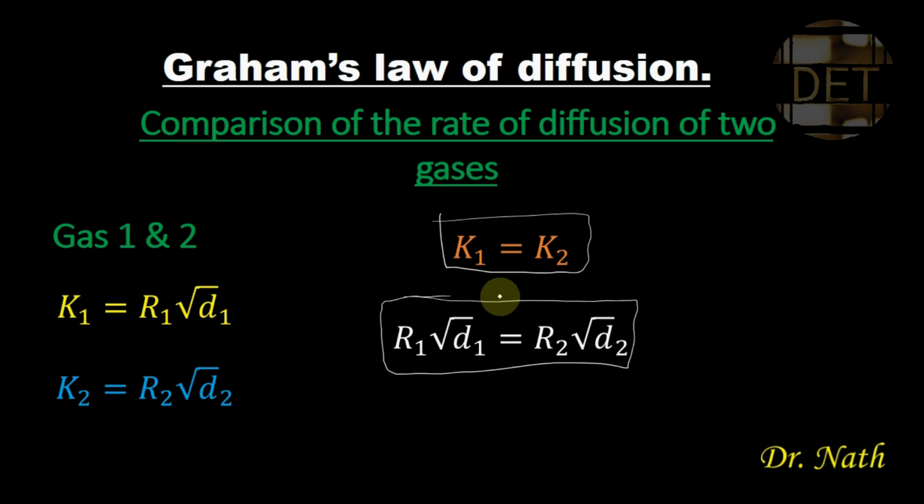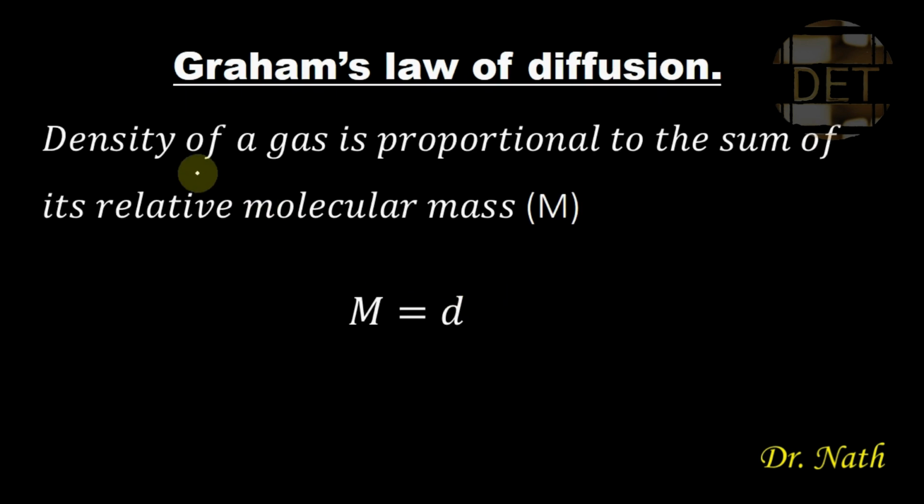One thing that you must know is that the density of a gas is proportional to its relative molecular mass. As the molecular mass increases, the density of the gas will increase. As the density of the gas decreases, the relative molecular mass of that same gas will decrease. So they are proportional to each other.